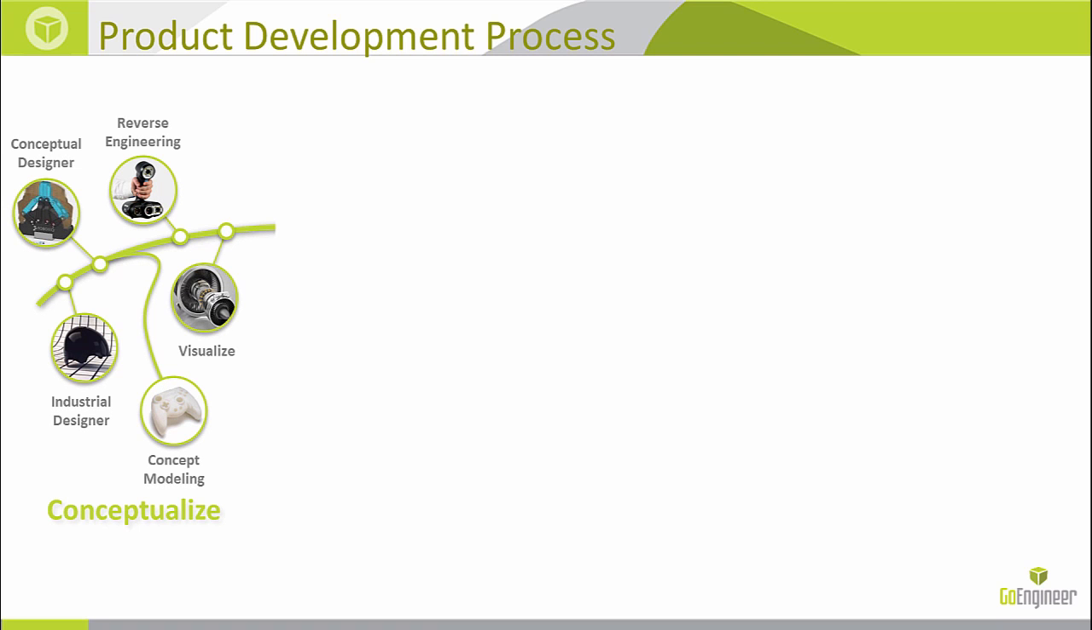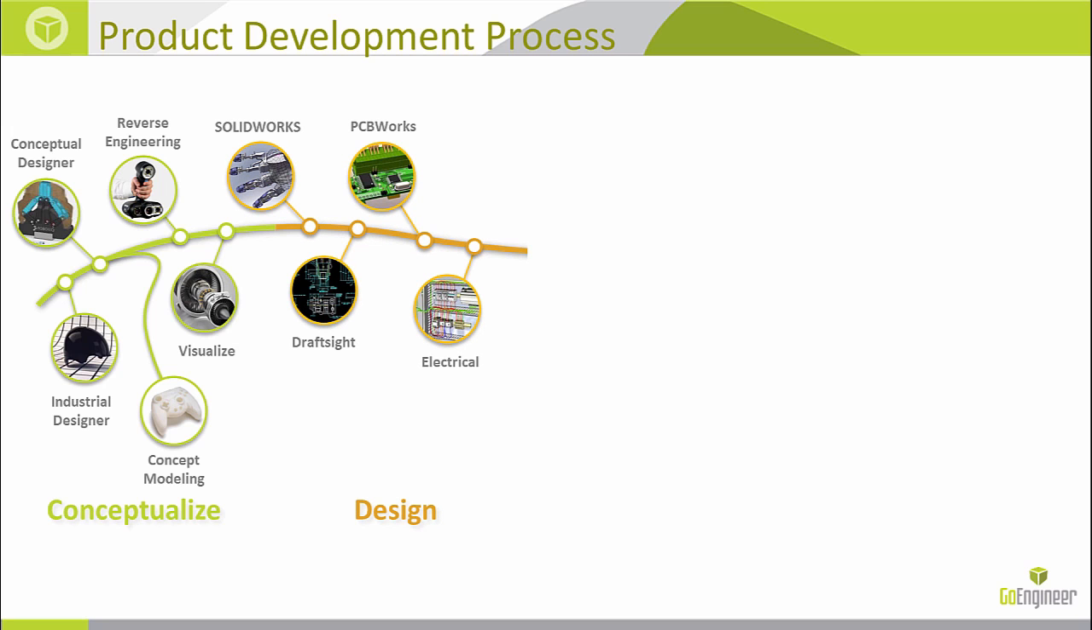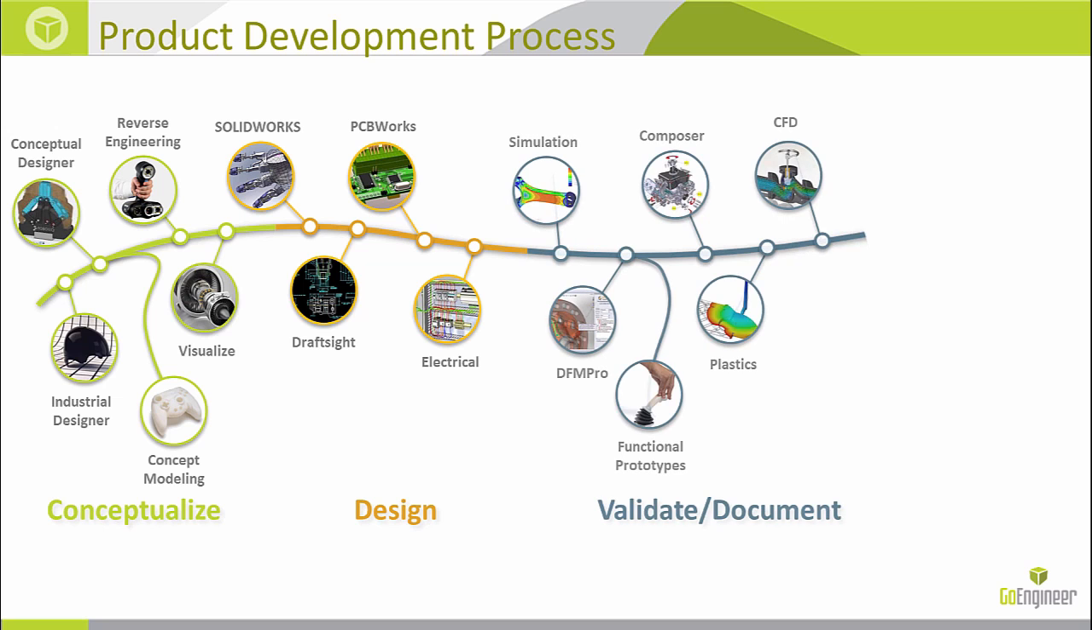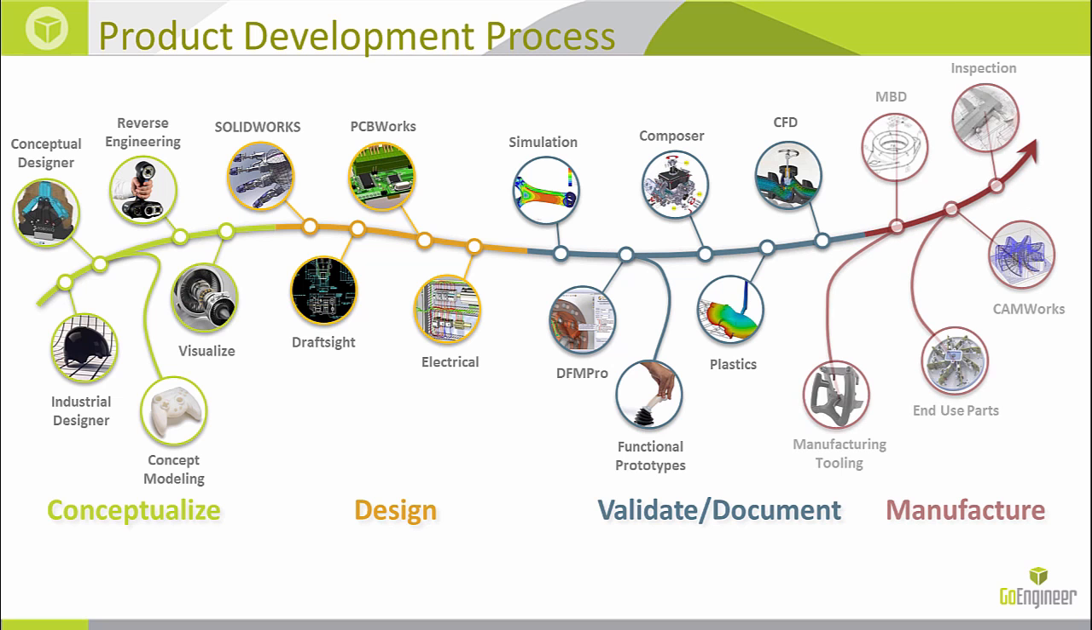For those who've attended a webinar before, you've probably seen the product development process. Our core expertise is in bringing best-in-class applications right from the conceptualize phase to the manufacturing phase. So either it's 3D scanning and industrial design in the conceptualize phase, followed by actually creating your designs using SolidWorks and electrical and PCB and other tools. Once you do that, you're going to validate your designs with either simulation, plastics, CFD analysis like Flow, Composer for documentation purposes, and through the process, you're also going to go ahead and then manufacture using CAMWorks, things like that.